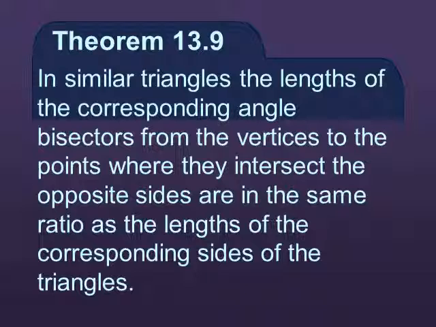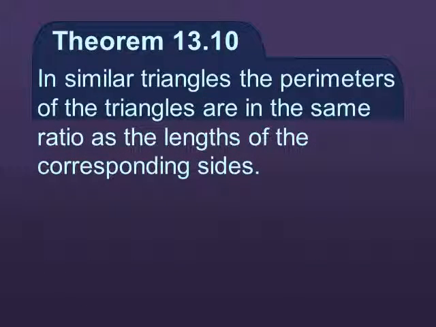The next theorem says, in similar triangles, the lengths of the corresponding angle bisectors from the vertices to the points where they intersect the opposite side are the same ratio as the lengths of the corresponding sides of the triangles. The next one says, in similar triangles, the perimeters of the triangles are the same ratio as the lengths of the corresponding sides. We did things with this particular theorem in Algebra 1. We just never talked about it being a theorem before.